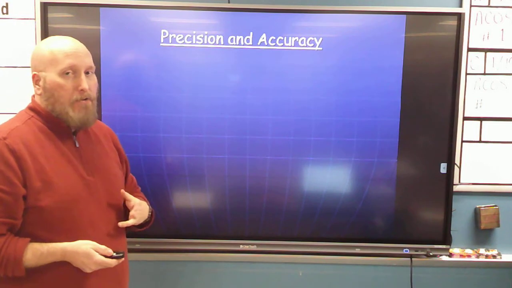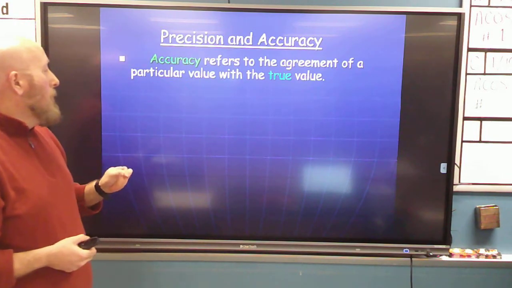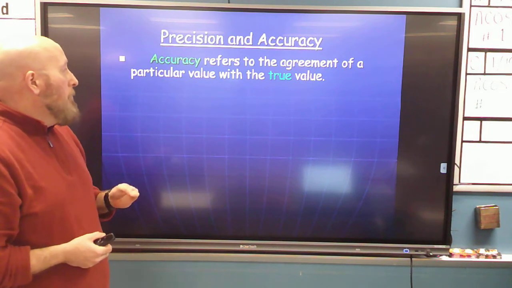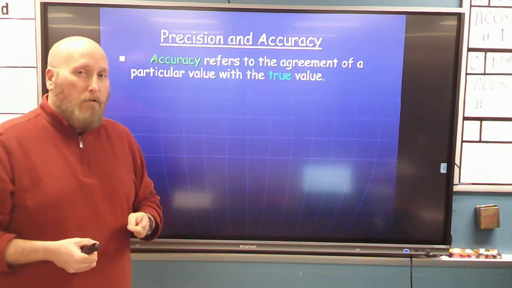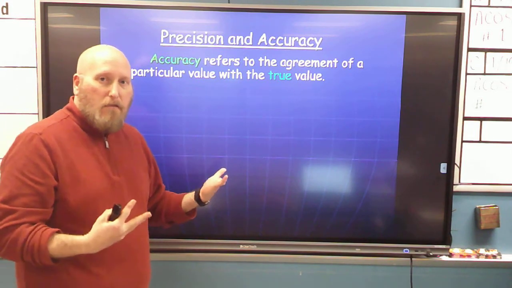Precision versus accuracy. Well defined, accuracy refers to the agreement of a particular value with the true value. Do what? What does that mean? Okay.